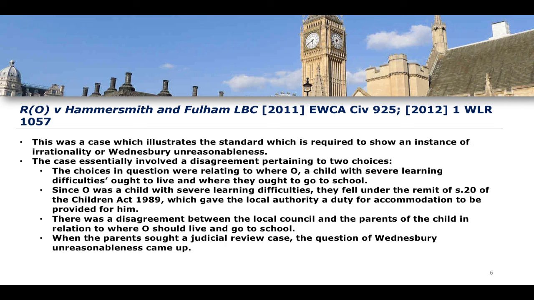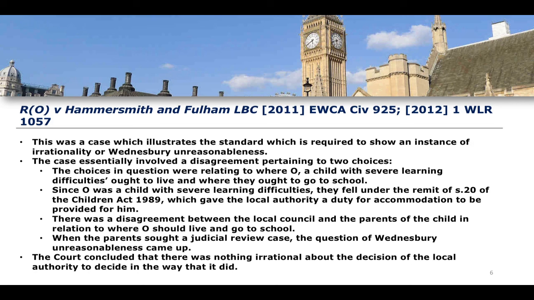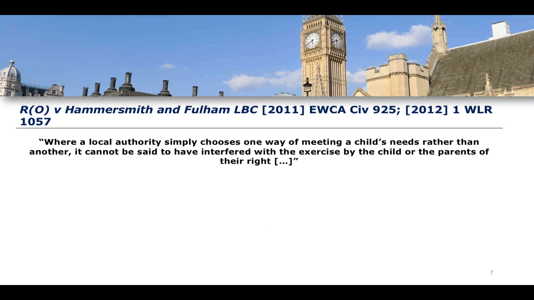When the parents sought a judicial review case in relation to the local authority's decision to allow O to live somewhere else that they didn't want them to live, the question of Wednesbury unreasonableness came up. The court concluded that there was nothing irrational about the decision of the local authority to decide in the way that it did. They did not see any irrationality or unreasonableness in making the decision that they made. And they said here, quote, "Where a local authority simply chooses one way of meeting a child's needs rather than another, it cannot be said to have interfered with the exercise by the child or the parents of their right."